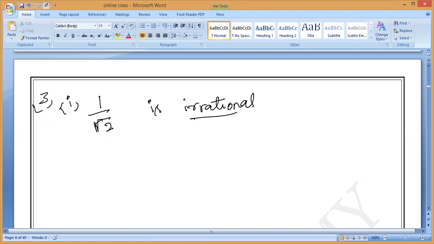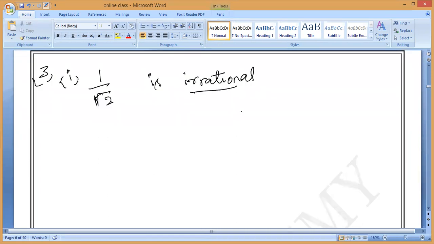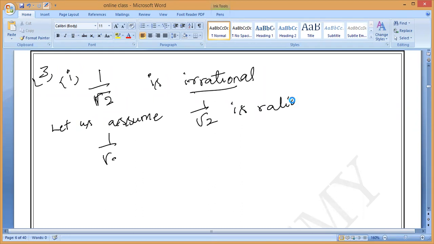Take contradiction. Say all of you. Let us assume that 1 by root 2 is rational. Yes, 1 by root 2 is rational. Contradiction. So 1 by root 2 is equal to A by B, or P by Q, whatever. You take P by Q.